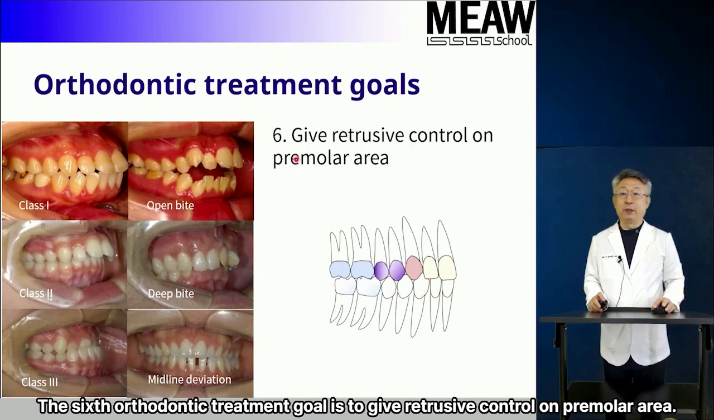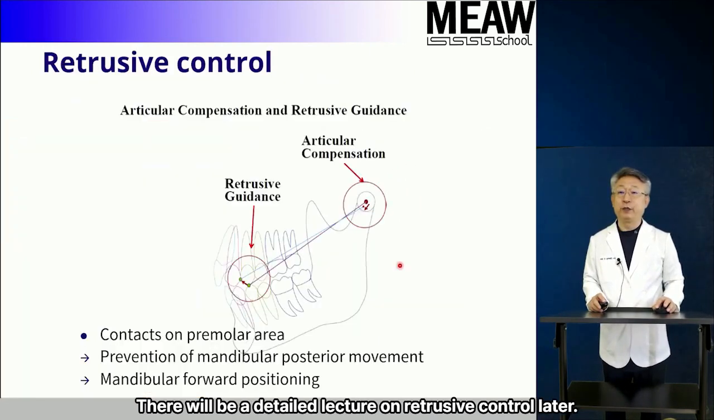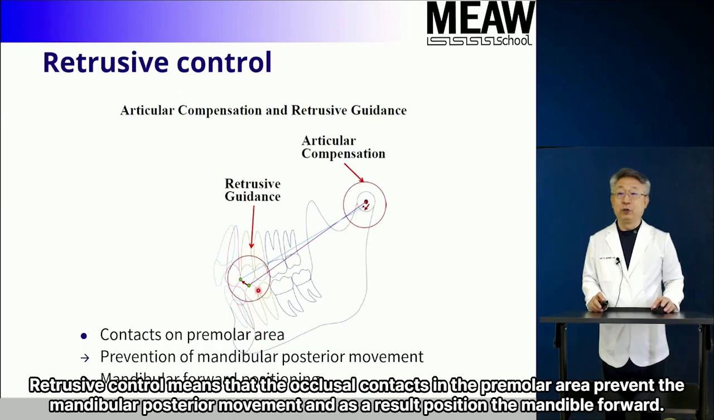The sixth orthodontic treatment goal is to give retrusive control on premolar area. In other words, the premolar relation has to be properly formed. There will be a detailed lecture on retrusive control later. Retrusive control means that the occlusal contacts in the premolar area prevent the mandibular posterior movement, and as a result position the mandible forward.